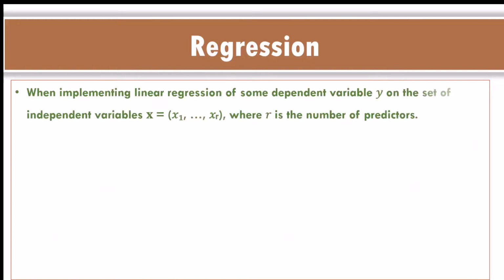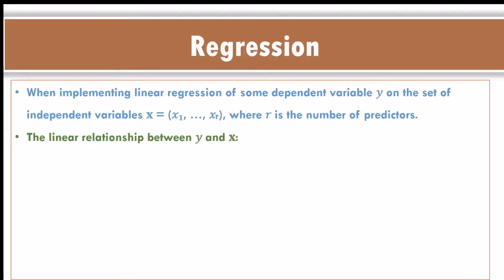The next thing is, when implementing linear regression of some dependent variable y on a set of independent variables x equal to x suffix 1 up to x suffix r, where r is the number of predictors, let us assume we assign y as the output variable, and the input variables are assigned with a series of x: x suffix 1, x suffix 2, x suffix 3 up to x suffix r, where r is the number of input predictors, that is input variables.